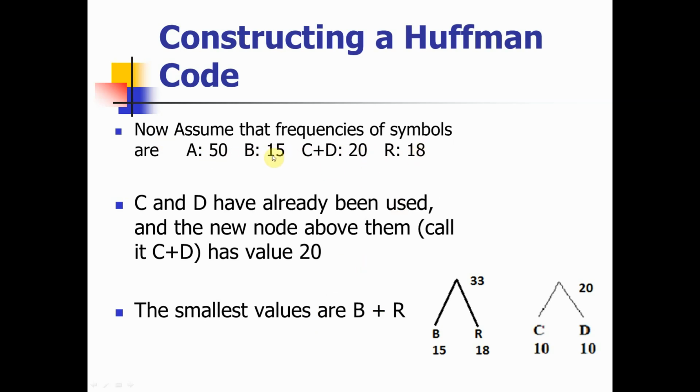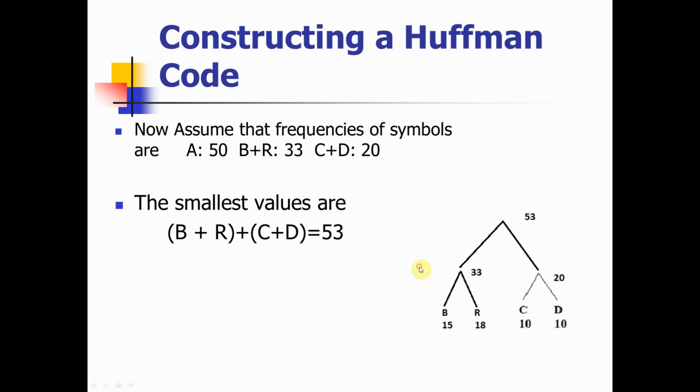We will understand 15 is the next smallest value. So we will take B out, find another smallest value, 18, and then take R, put them together, and form a tree. So now we have 2 trees. The next thing is that we keep doing the same thing. After we have done that step, we have 3 nodes: 50, 33, and 20. So we will find the 2 smallest values are these 2. So we will put these 2 trees together to form 1 tree.